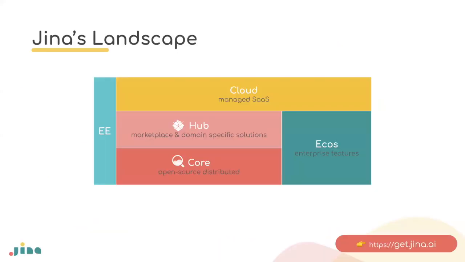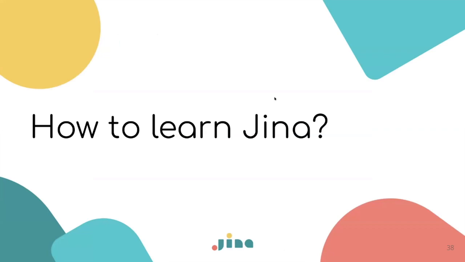Okay, so as a company, Jina AI does not only provide Jina, this open source search framework, as one product. As I said, we want to build the whole neural search ecosystem, so the core is only part of our product line. On top of that, we also have our marketplace, called Jina Hub. And we have Echoes, which contains enterprise features such as logging, auditing, encryption, decryption, and so on. And finally, we have the cloud, which is a managed SaaS service. You can take a sneak peek at our dashboard, which is a prototype of the cloud.